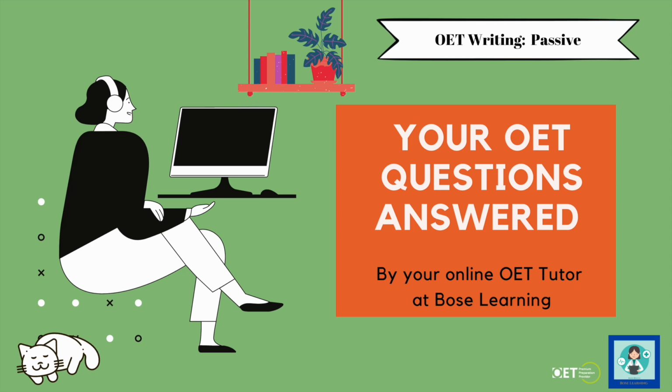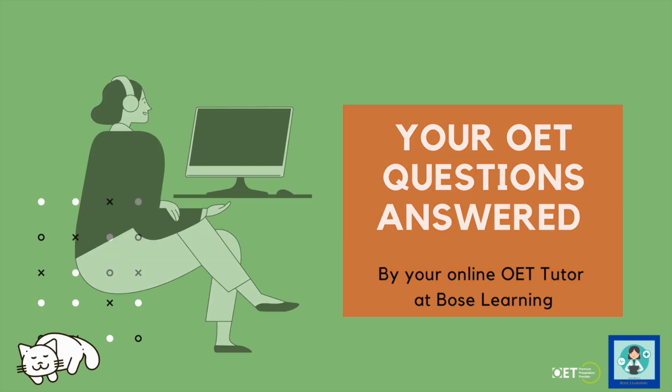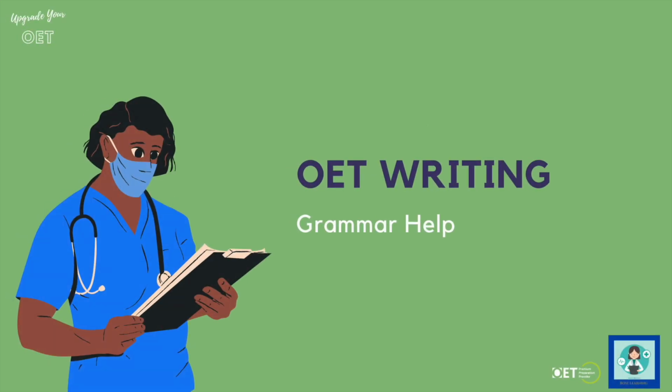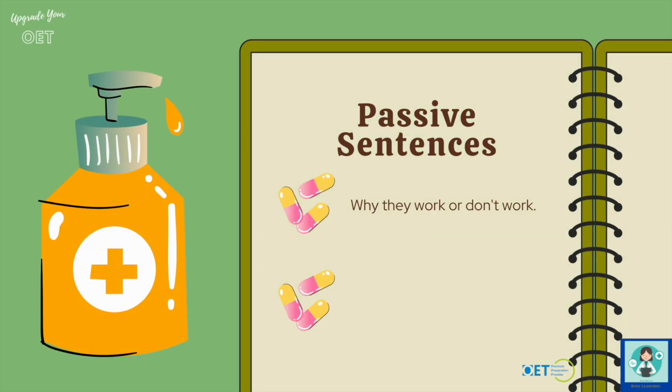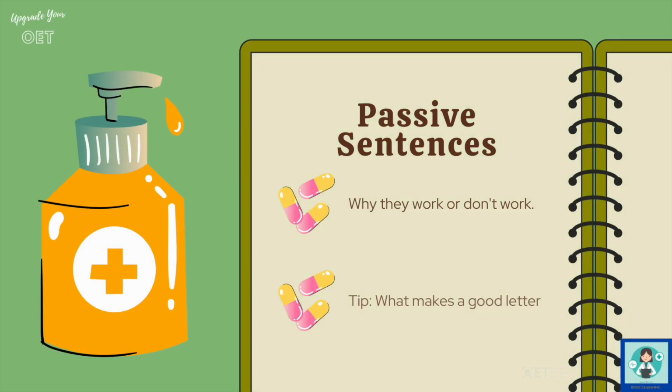That's where you send in your questions to me about the OET, and as your expert tutor at Bose Learning, I try and answer them. And today's topic is all about the OET writing and the passive, in fact. We're going to be doing some grammar help because my Udemy student Vishnu wrote in and asked for some help with grammar in particular and passive sentences. So what we're going to do is look at some examples that he asked me, are these right or wrong? We'll have a look at why they work or why they don't work, and then we'll also look at some tips about what makes a good letter in general.